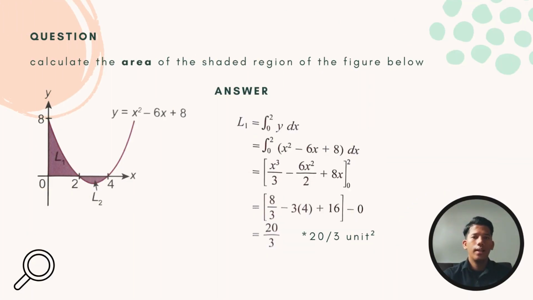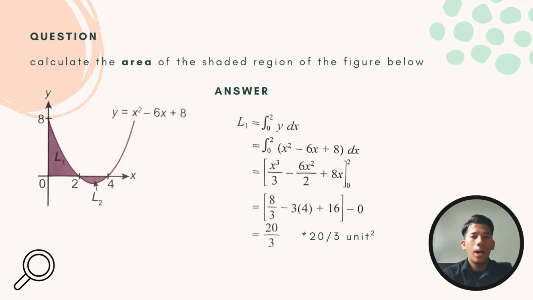I want to calculate the area. The question is: calculate the area of the shape in the diagram below. This question has two shapes. Shape 1 equals L1 and shape 2 equals L2. So I want to explain the first shape, L1. L1 equals the integral with upper limit 2 and lower limit 0 of y dx.